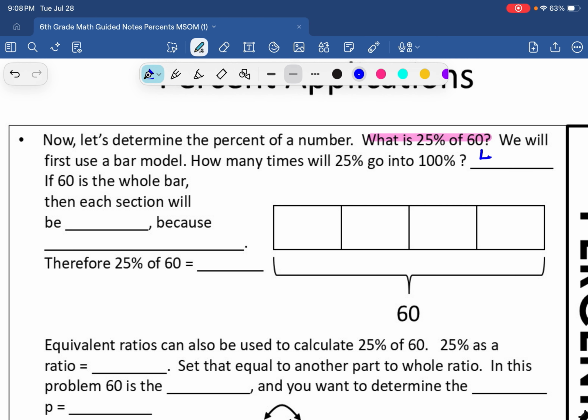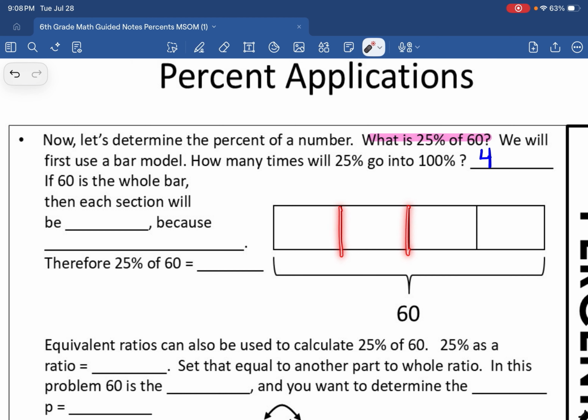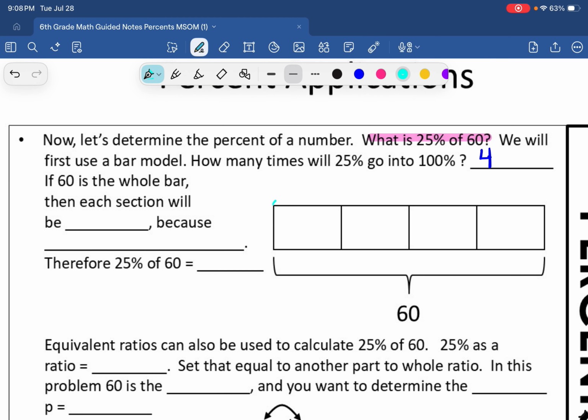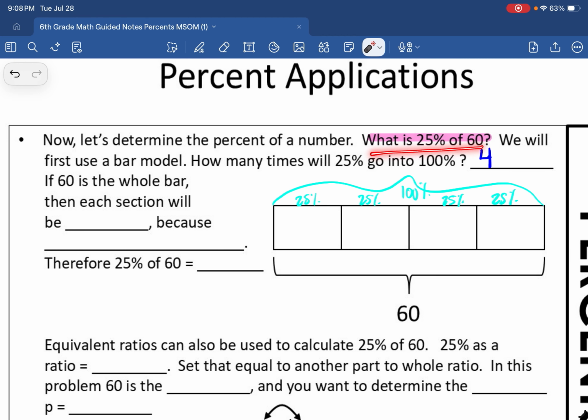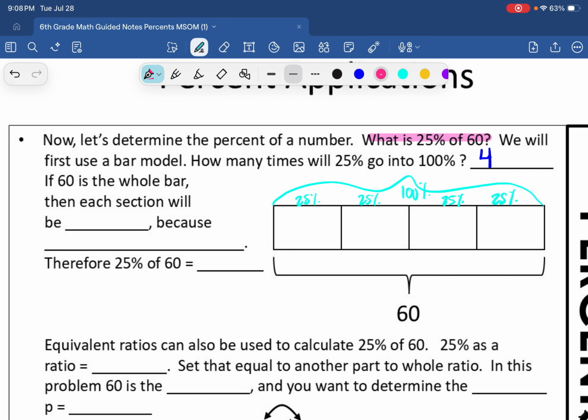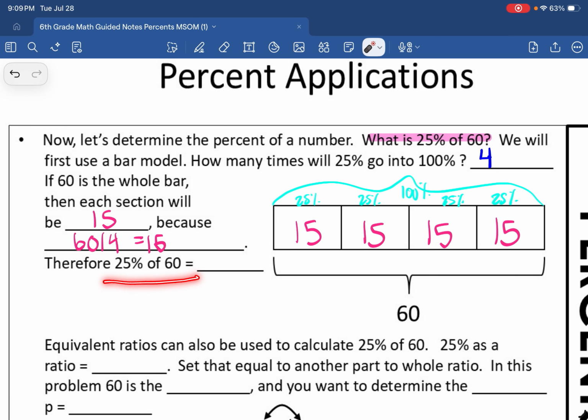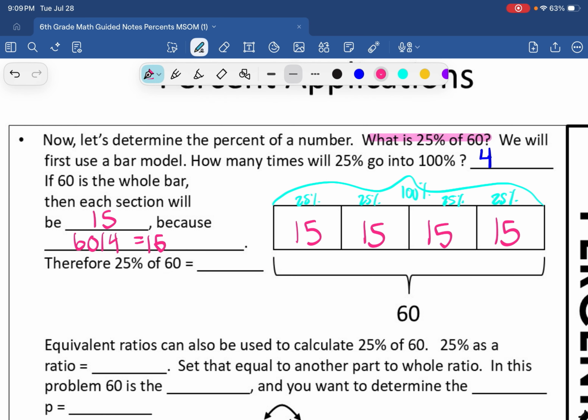I'm going to take my bar and divide it up into 4 sections, because if this whole thing is 100%, that means each section will be 25%. Now it's asking us what is 25% of 60. So now 60 is also my whole. That means I need to take 60 and divide it up into 4 sections. So 60 divided by 4 is 15. That means each section will be 15 because 60 divided by 4 is 15. Therefore, 25% of 60 is just going to be one section, and that will be 15.